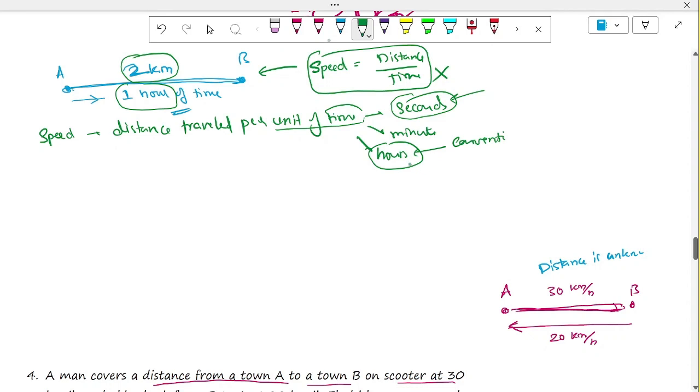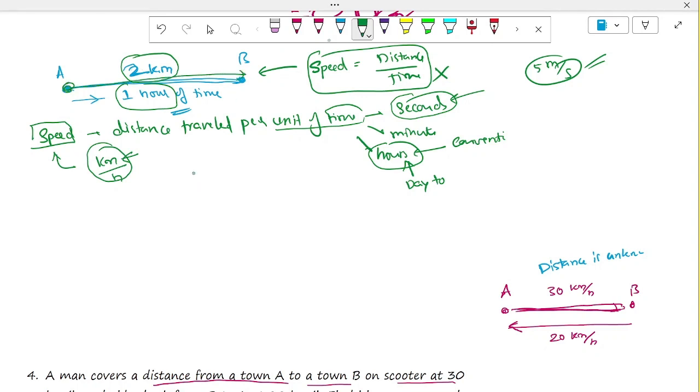Conventional means we use hours in day-to-day life. We do not say he is traveling at 5 meters per second; we do not use these kinds of statements. In most cases, we say speed in terms of kilometer per hour. So let's try to understand this. Since it is kilometer per hour, the distance given here is 2 kilometers, and the time taken is 1 hour.